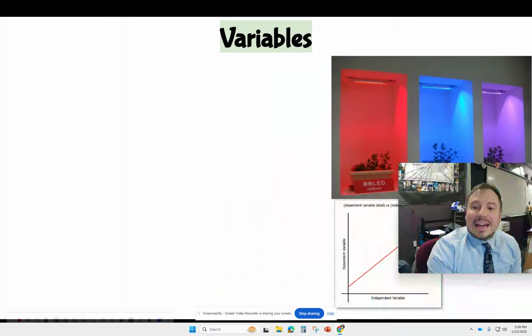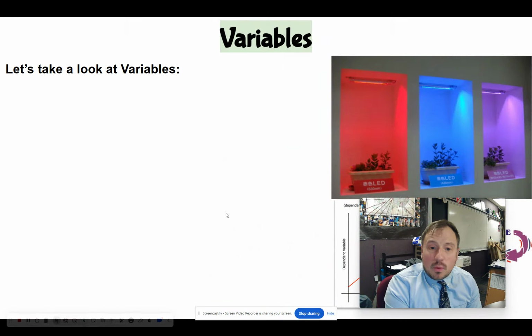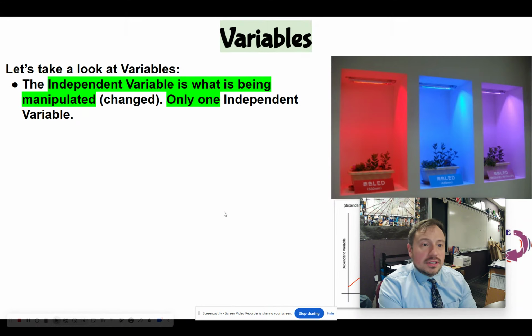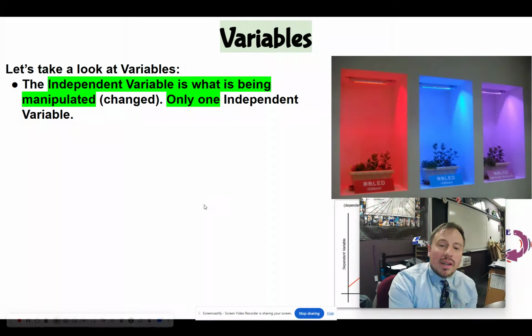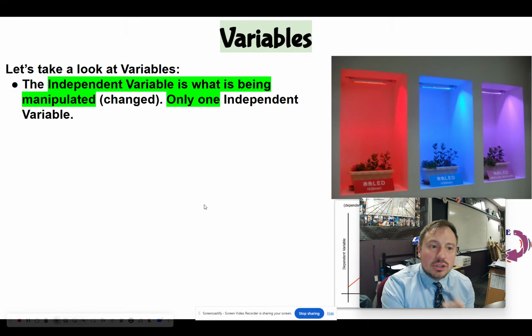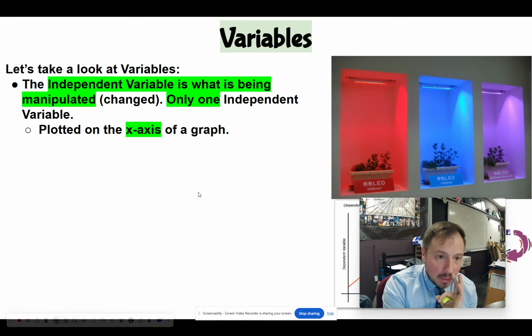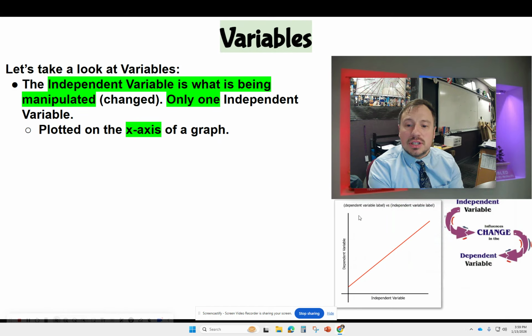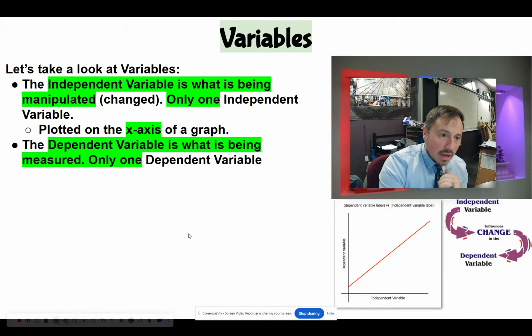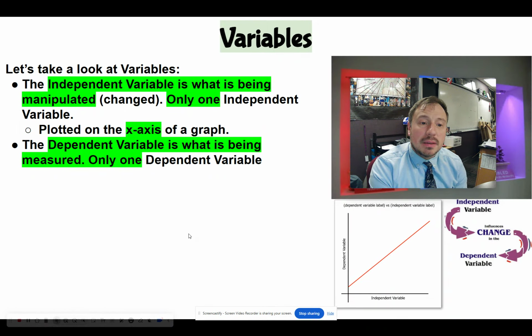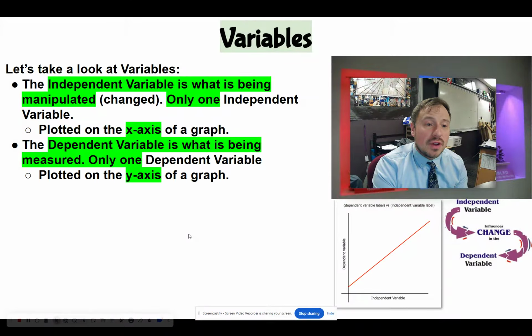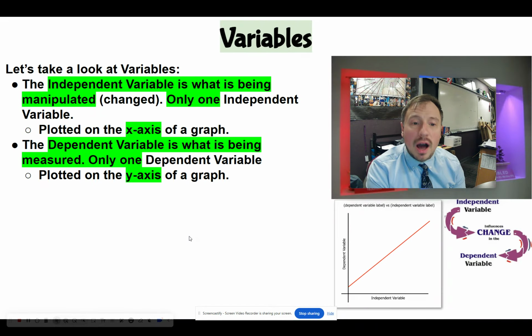Now, let's take a look at variables. Now we're going to perform the experiments to test our hypothesis. So the independent variable is what is being manipulated or changed. There's only one independent variable, and if we're graphing it, it is going to be on the x-axis, and you can see the graph down here. Now the dependent variable is what is being measured, and there's only one dependent variable. That is plotted on the y-axis.